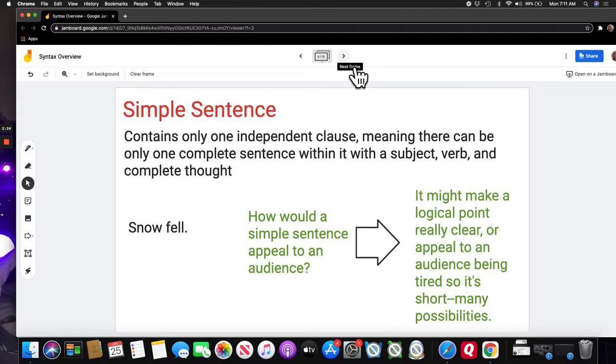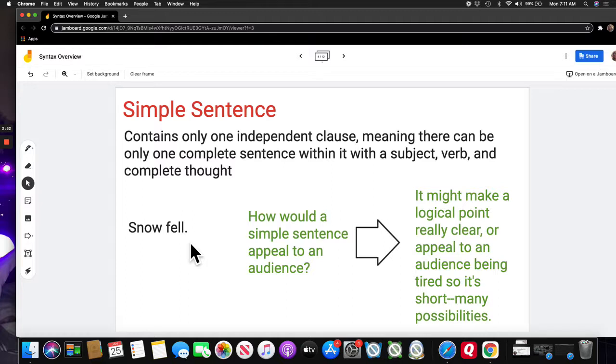So the very first one is a simple sentence. It's got a subject, a verb, meaning it's got the action and the thing or person doing the action, and it's a complete thought. We get to the end and it makes sense. So, very simple sentence: snow fell. It's got a verb, it's got the thing that did the verb, and when I finish the sentence, it makes sense.